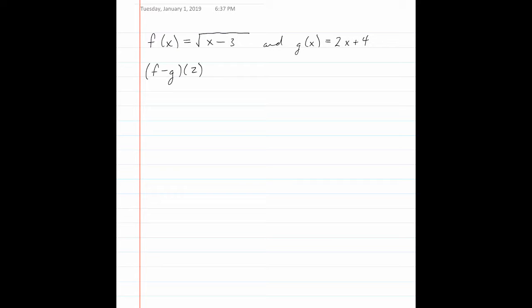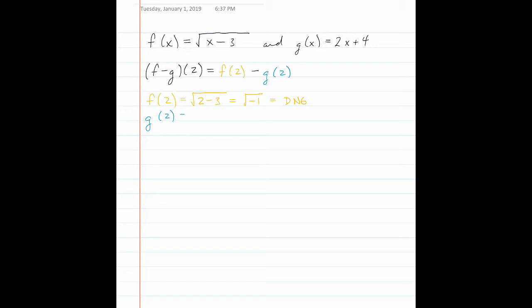Okay, f minus g of 2 is f of 2 minus g of 2. Now let's find f of 2. So f of 2 is going to equal the square root of 2 minus 3, which equals the square root of negative 1, which again does not exist. So already we know the answer to this is going to be does not exist. As soon as one piece doesn't exist, the whole f minus g is going to not exist.